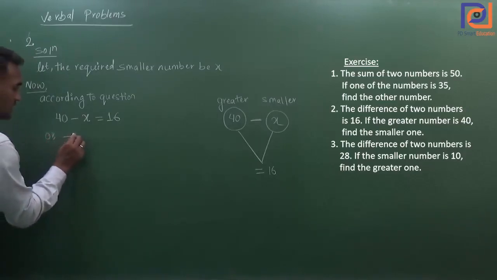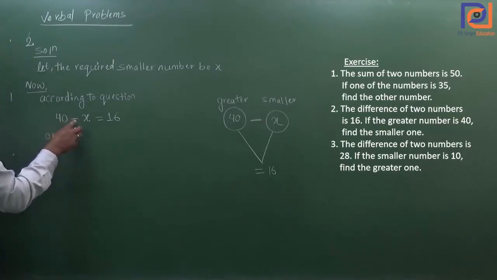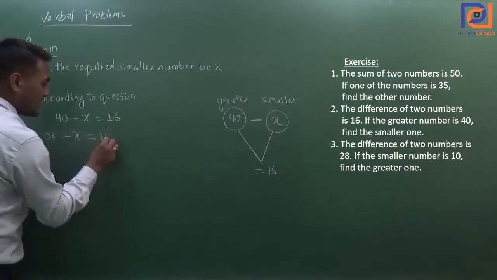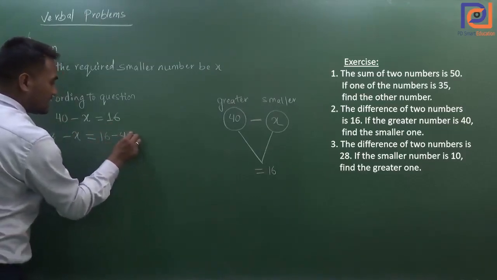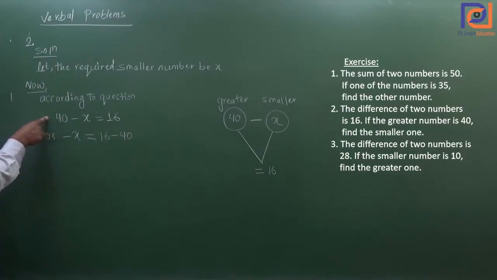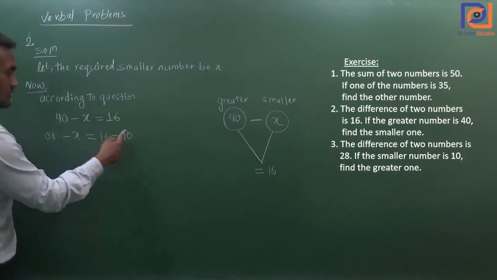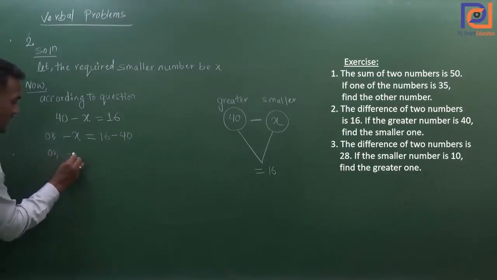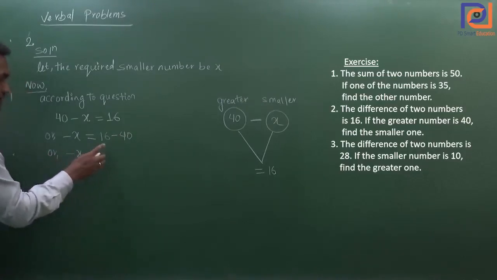Now you can switch the 40 to the other side, keeping the minus x. In front of x there is a minus, so that's why minus. So I'm switching this one to the other side. So minus 40 will be here, because in front of 40 there is a plus. If there is no sign, that means there is a plus. So when you switch to the other side, that will be the minus. So minus x is equal to, what will be here?